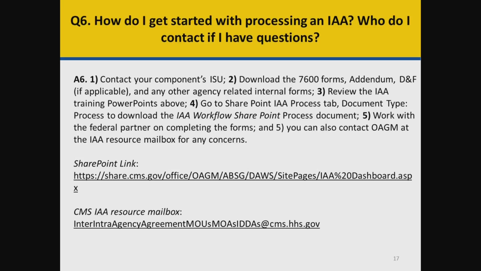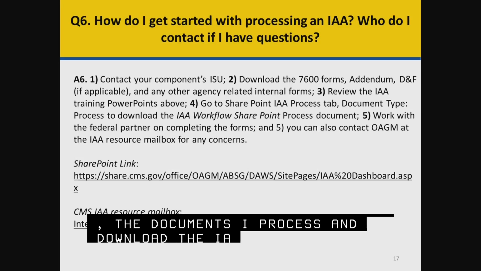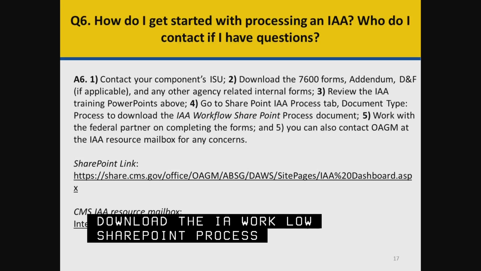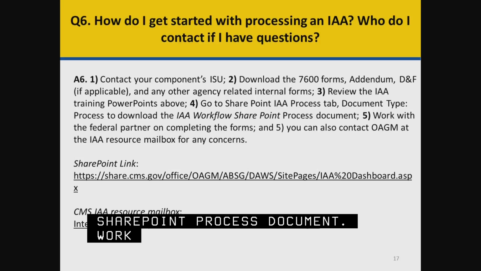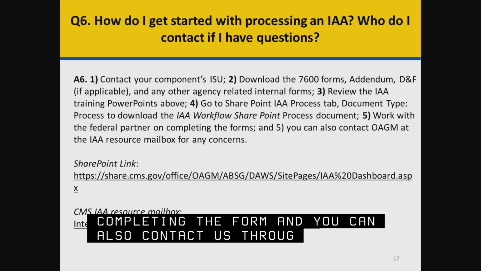Go to the SharePoint IAA process tab, the document type process, to download the IAA workflow SharePoint process document. Work with the federal partner on completing the forms, and you can also contact Renita and me through the IAA resource mailbox, or call us as well.